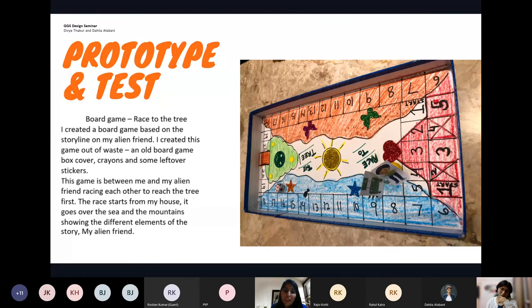So this is one of the examples of our student who has created a game with the help of the raw material that was already at their house.